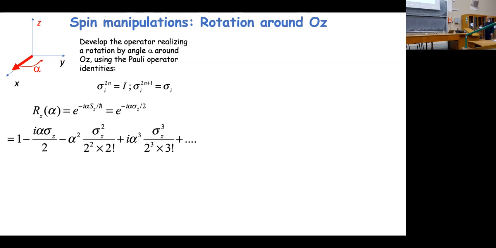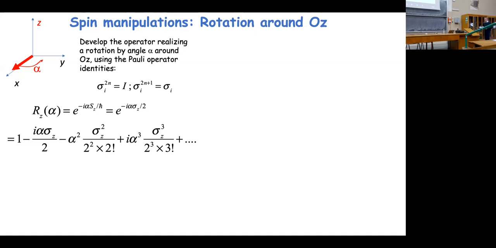So now let's expand this rotation operator, which is an exponential. You can expand the exponential in powers of sigma. So you have the first order term, which is minus i alpha sigma z over 2. You have a second order term, which is proportional to sigma z squared. Then the third order term, which is sigma z cubed, and so on. This is a Taylor expansion of an exponential.